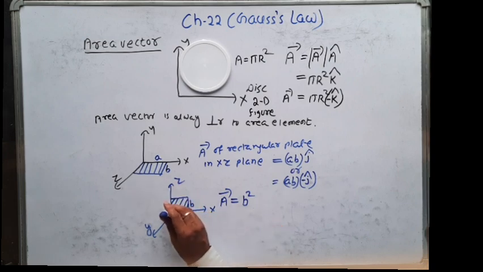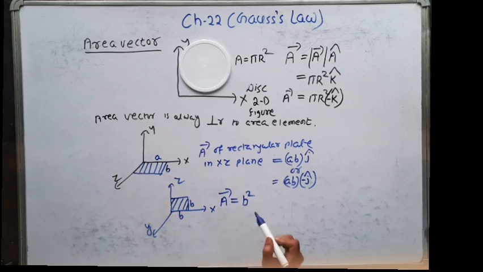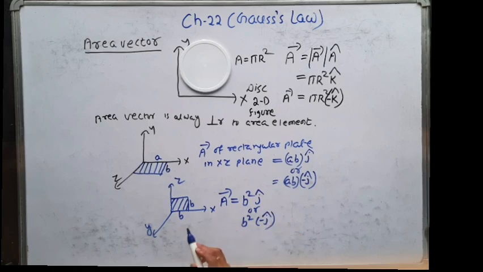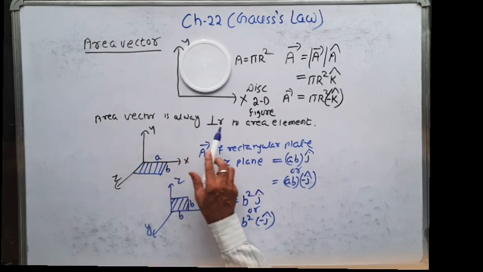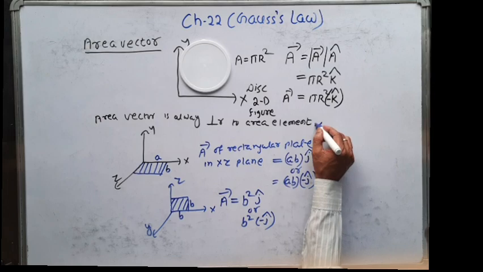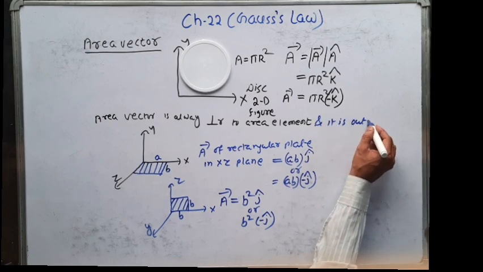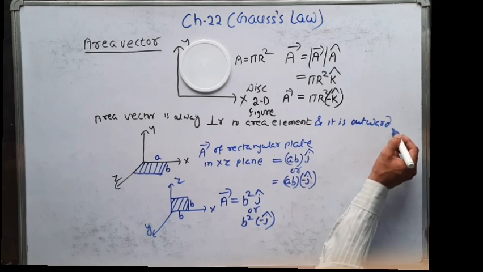So to the XZ plane, which axis is perpendicular? The Y axis. So along the positive Y axis, I can write it as j cap. Or the area vector can be written as B square minus j cap. Always remember, the area vector is perpendicular to the area element and it is outward. Always the direction is outward.